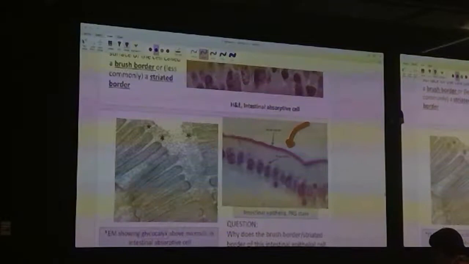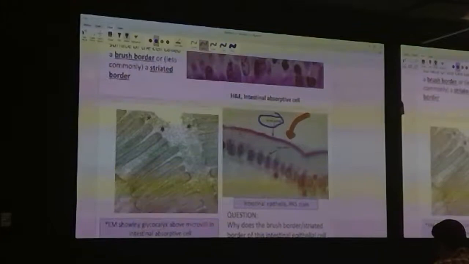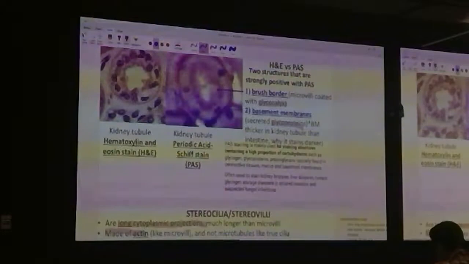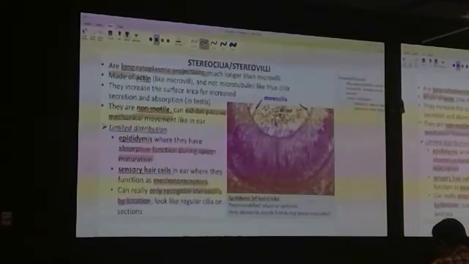Make sure to know that the brush border has a glycocalyx and it stains with PAS. Oh, and as well as the basement membrane. Basement membrane stains with PAS. So stereocilia, you need to know that it's made of actin.